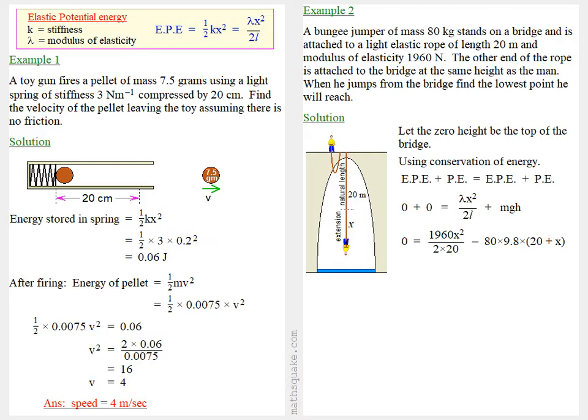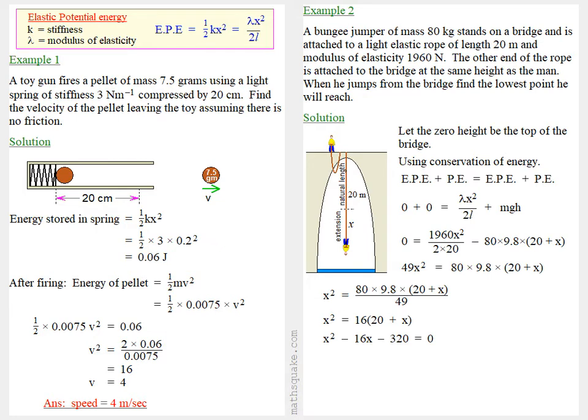Now, 1,960 divided by 2 times 20 is 49. So we have 49x squared equals 80 times 9.8 times (20 plus x). In other words, x squared is equal to 80 times 9.8 times (20 plus x) over 49, and that cancels to x squared is 16 times (20 plus x), or x squared minus 16x minus 320 is 0.